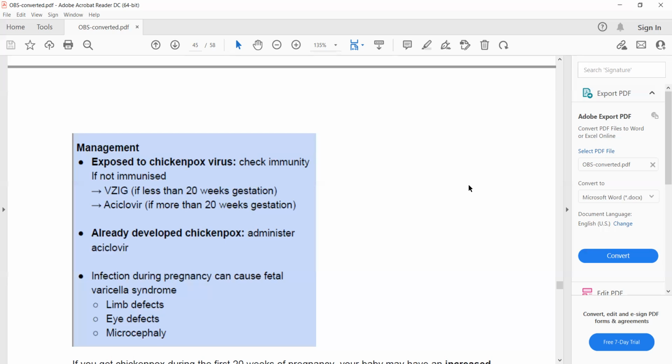So if a female is exposed to chickenpox virus, then we need to give immunoglobulins. But before giving immunoglobulins, we need to check her immunity. We need to see if she has developed any natural antibodies or immunoglobulins against the chickenpox virus due to past infections. So the first step that you do is to check antibodies.